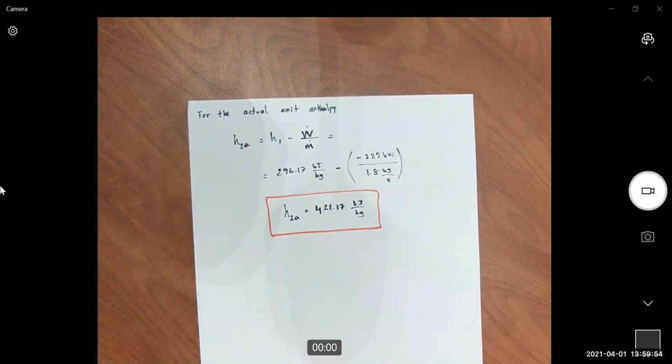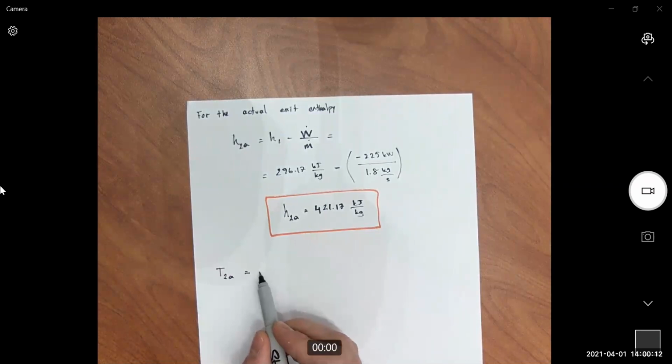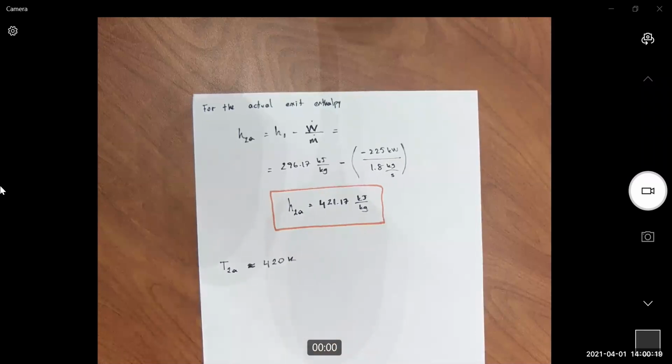I know the pressure at the exit. I know my enthalpy at the exit. Now I can find my actual temperature at the exit. All right. Actual temperature, you can check, right? It's approximately 420 Kelvin. If you want an exact value, you can interpolate, you will get pretty close. So it depends how accurate you want to be. Right?